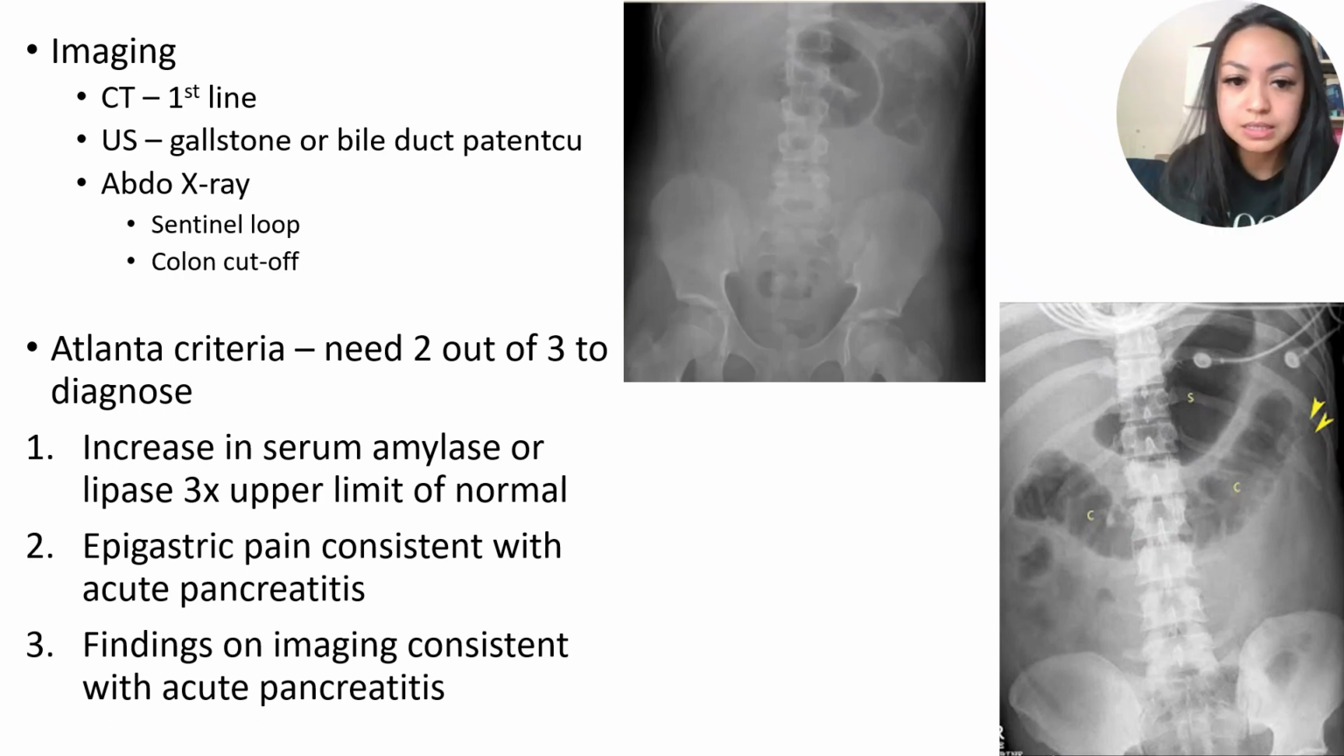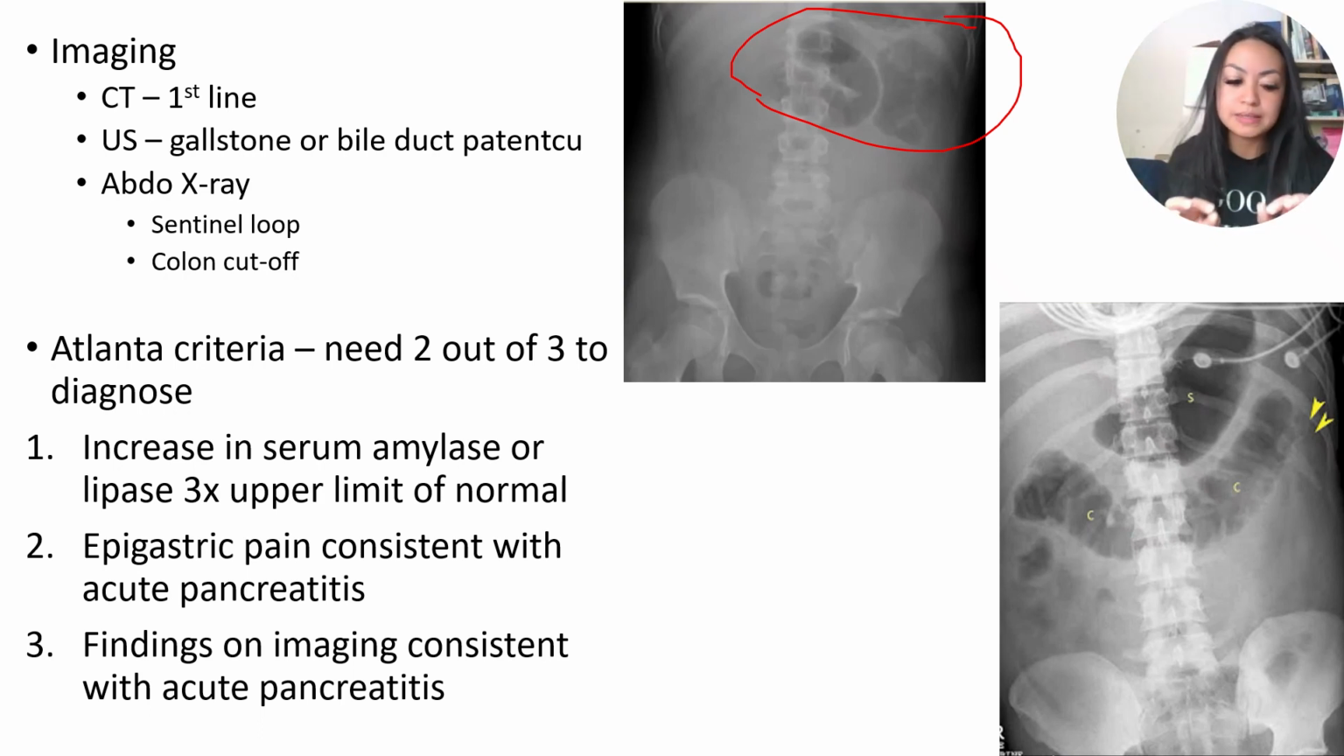So first line again is CT. Next is ultrasound: gallstones, and look for the patency of the bile duct. When we do an abdominal X-ray, we can see 2 things. The first one is called the sentinel loop. So you see here, the sentinel loop is ileus, or paralysis, from nearby inflammation from the pancreas.